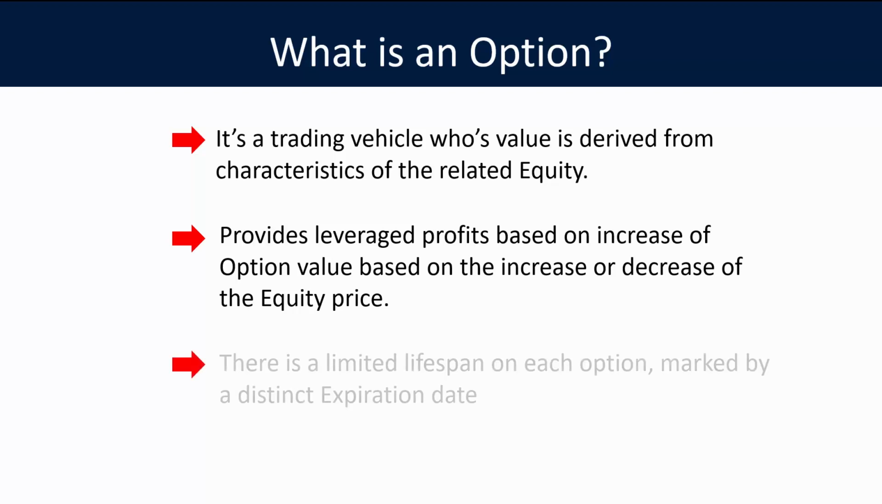But the flip side of this is that an option has a limited lifespan. When you purchase it, it's a degrading asset. There's a limited lifespan marked by a distinct expiration date. So you can utilize that option, making money as prices go up and down, but you can only do so within the lifespan of the option itself.